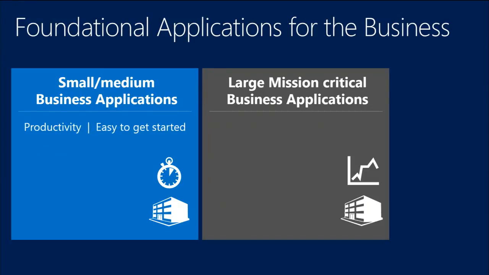So for instance, if we're talking about a small, medium business application, your priority is more about development productivity, and you want a technology that is going to be easy to get started. Those are the most important priorities for your application. On the other hand, if it is a large mission-critical application, then your priority is more about the long term, and thinking about your core business as a long-term investment.